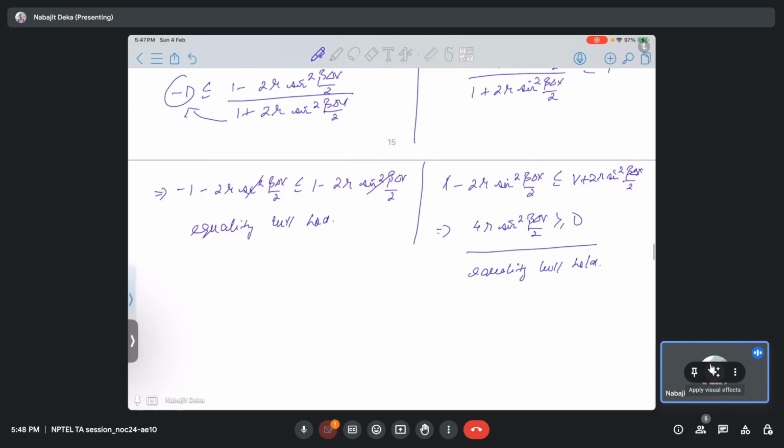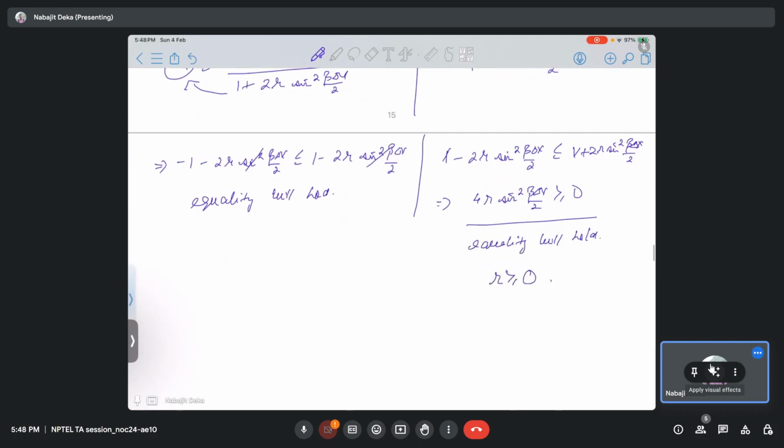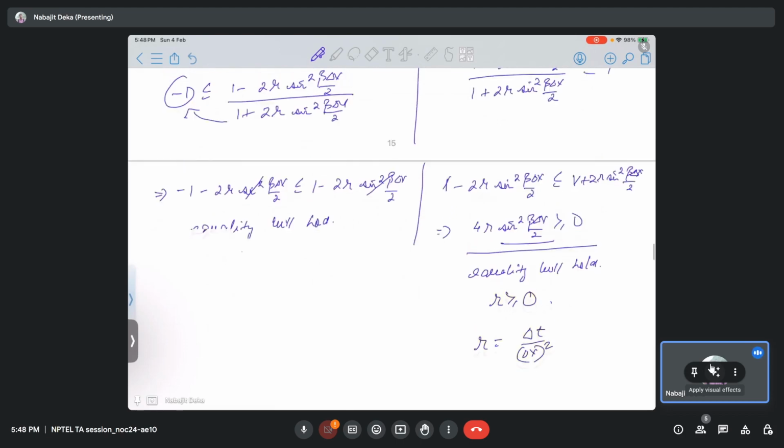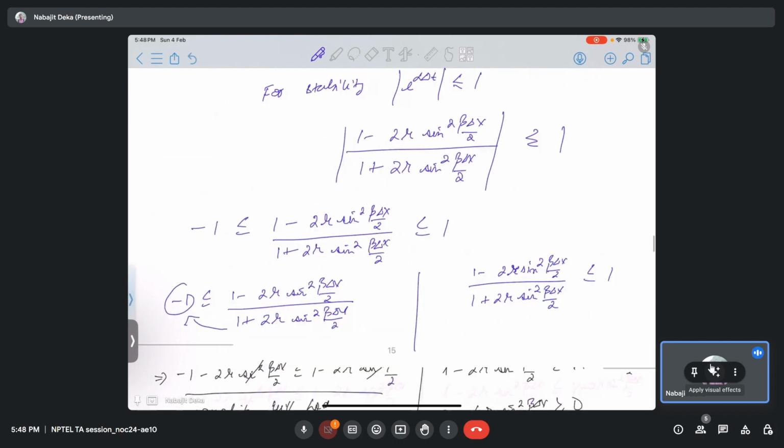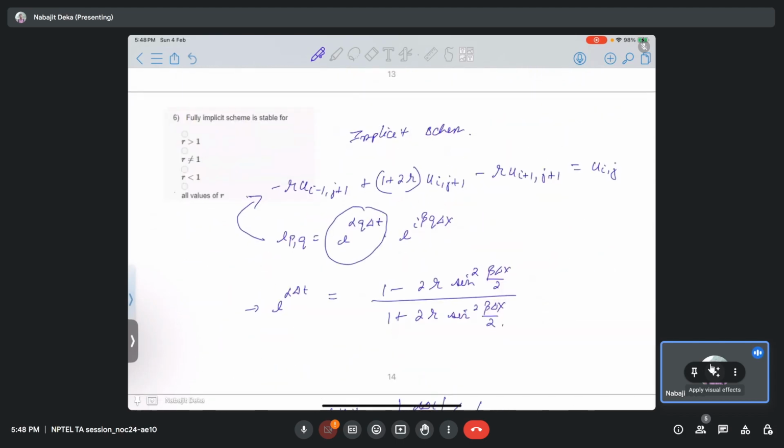Yes. So this will hold as long as r is greater than or equal to 0, and r is always greater than or equal to 0 because it is defined as delta t by delta x square. Since r is greater than or equal to 0 and sine square is also positive, this inequality will anyway hold. Here also we see that the inequality is holding because it will give us 2 greater than or equal to 0 once we do this.